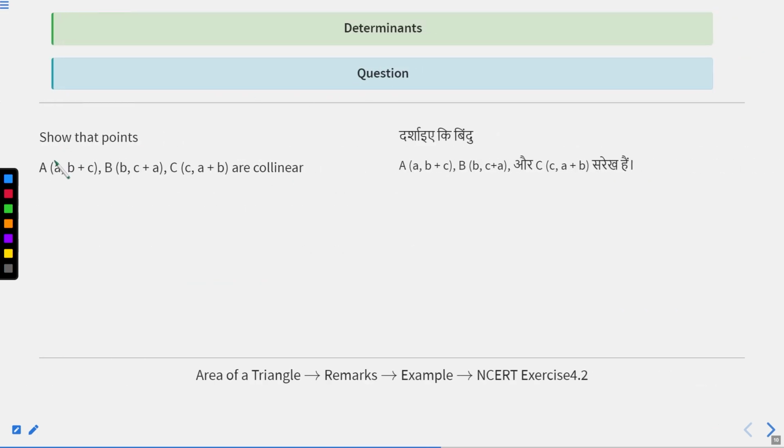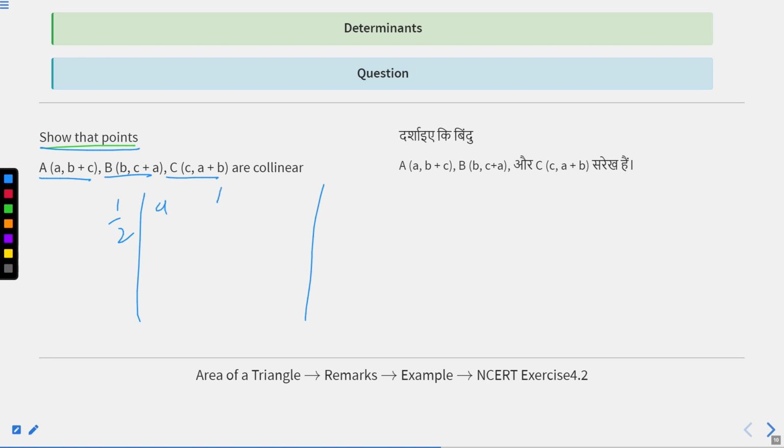This next problem asks us to show that A, B, and C are collinear. If they are collinear, then this determinant must be 0. This means we have to show this determinant value is equal to 0. Let us see.